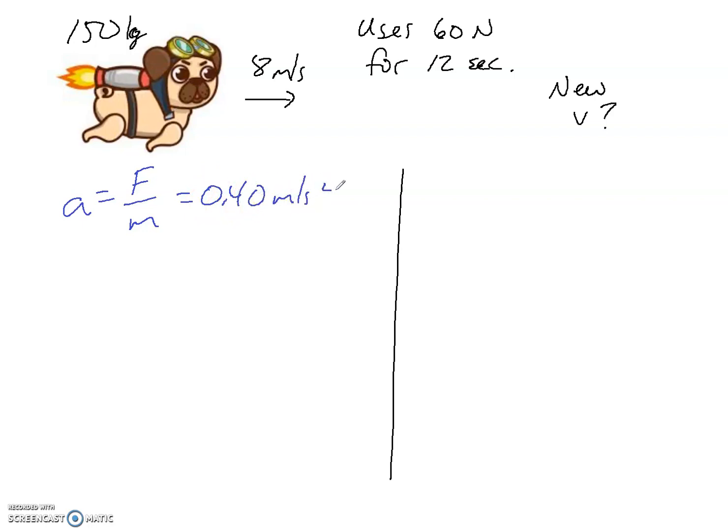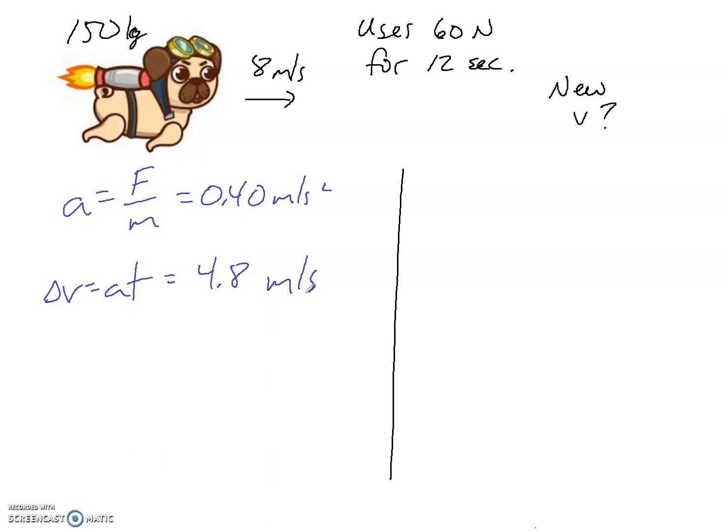Now, typically what you would do is then find the delta V using acceleration times time, because you have the acceleration. We can times that by the 12 seconds, and we can find out that the change in V is going to be about 4.8 meters per second.